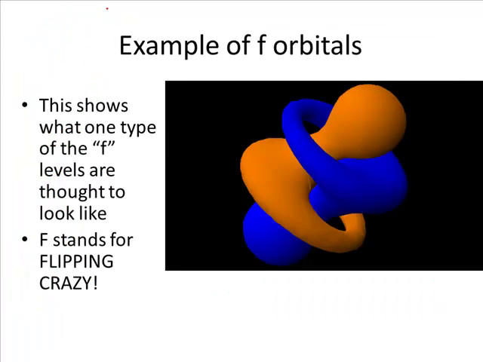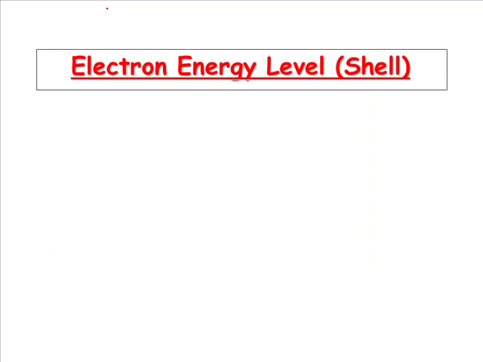Then there are the f orbitals. F is a little bit crazy. I'm just going to say it stands for flipping crazy orbitals. We're not going to get into them, they're far too complicated. You can look at them more if you take more chemistry in the future.